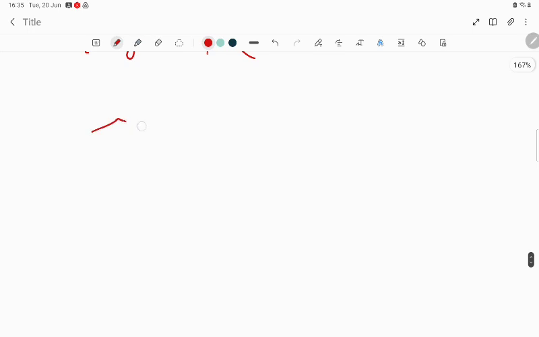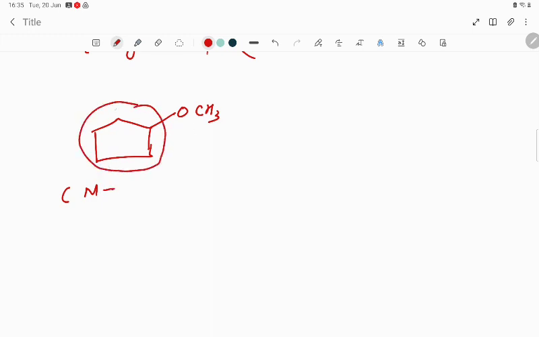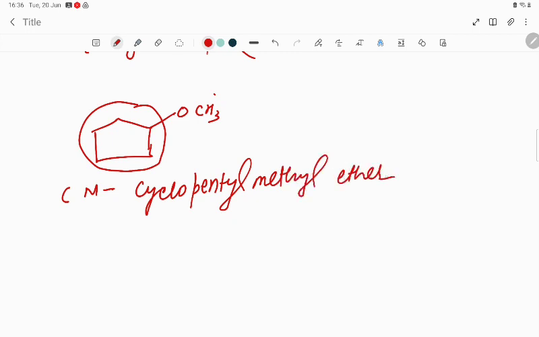Now let us move on to the next example. Suppose we are having O and here is CH3. How can we write the common name? Here it is cyclopentyl, so C will come first, and this is methyl. So we write cyclopentyl, then methyl, then ether: cyclopentyl methyl ether.